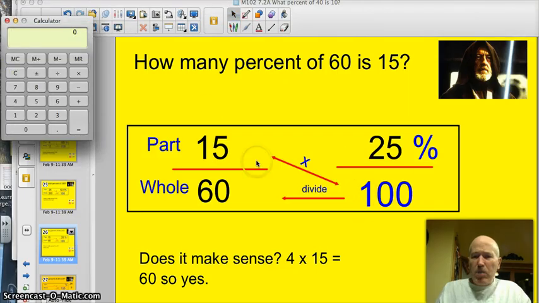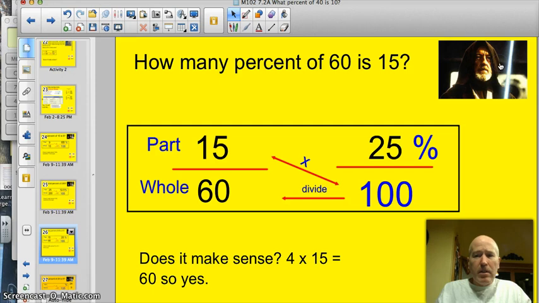You know what else I can do too? I can check my cross products. Remember that? 15 times 100 is 1,500, but is 60 times 25 going to be 1,500? Well, let's just check to make sure we got the right answer. 60 times 25 equals 1,500, yes! How did I manage to get that right?